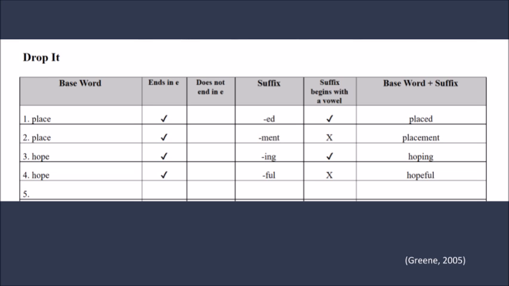Now look at the word hope. It ends in E, and the suffix ing begins with a vowel, so we do drop the E before adding ing. Now consider the base word hope adding the suffix full. Our base word ends in E, but the suffix begins with a consonant instead of a vowel, so we leave the E in hopeful.